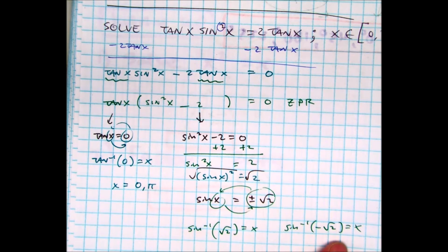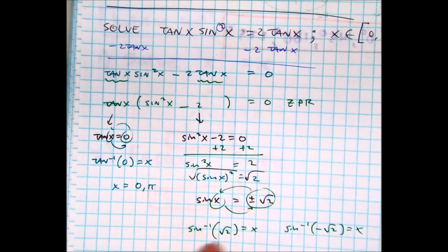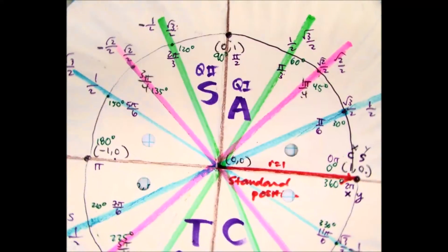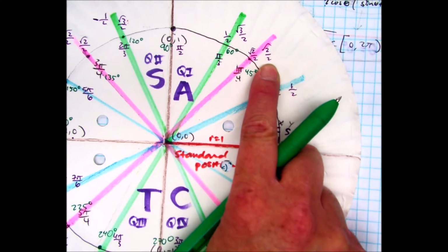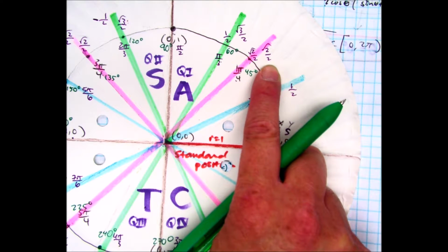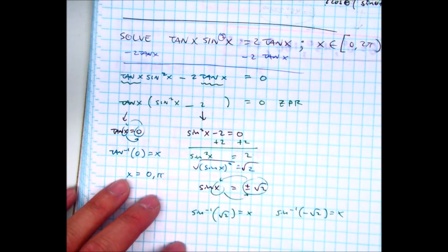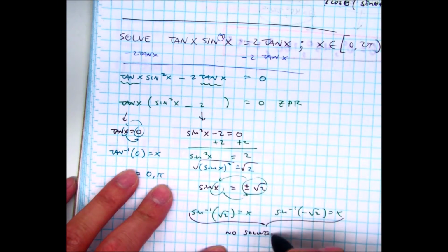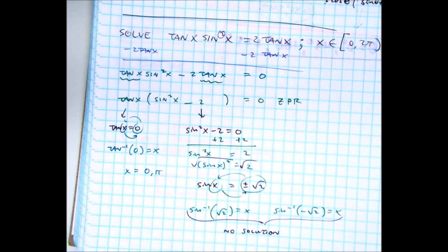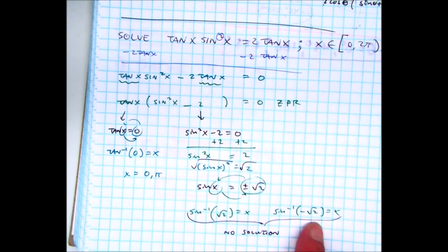That's interesting. Is there any value on the unit circle that has sine to be a positive radical 2? Well, I see this, but this is radical 2 over 2. That means for this one, there's no solution. There's no place on the unit circle where it is radical 2 or negative radical 2.